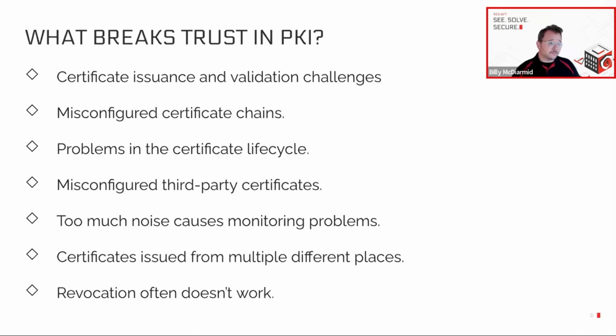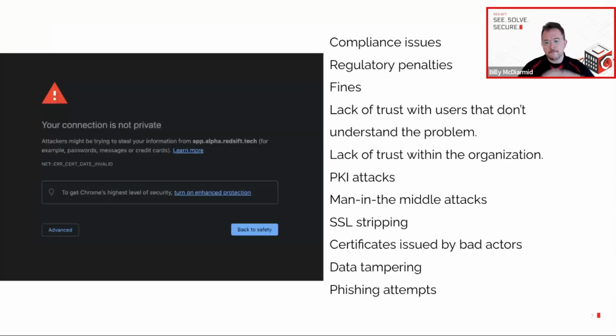And then another problem, and by the way, this list is by no means comprehensive. These are just some of the issues and some of the things that break trust in PKI. Revocations don't work. When you try to revoke a certificate, sometimes it just doesn't actually happen. The certificate itself will still be out there in the wild when you think you've revoked it. So there are multiple different things that can occur, multiple things that are simply impossible to track manually. But these are issues that do break trust and therefore have significant consequences.